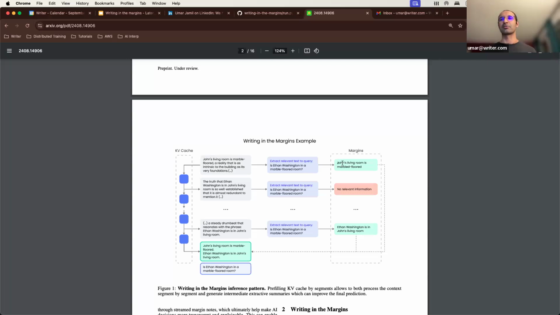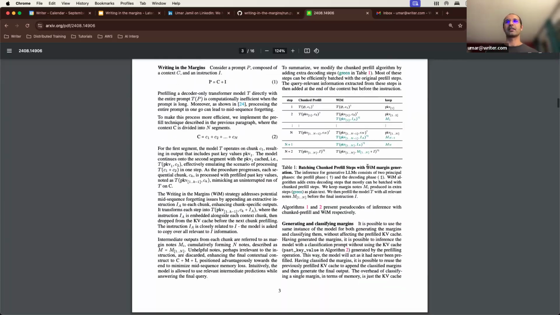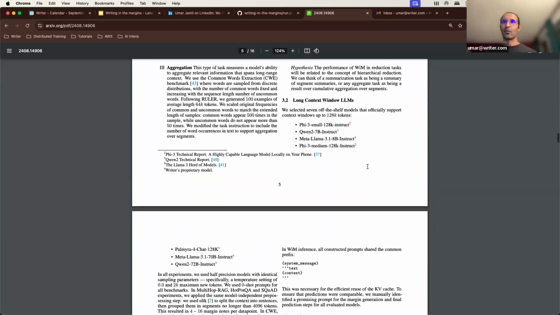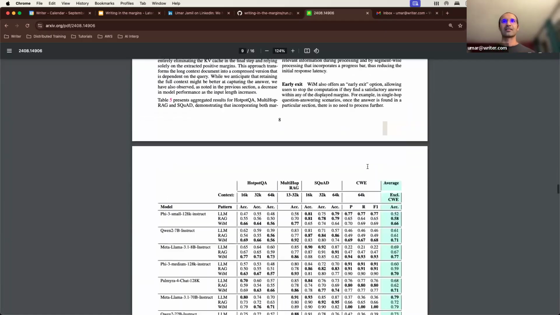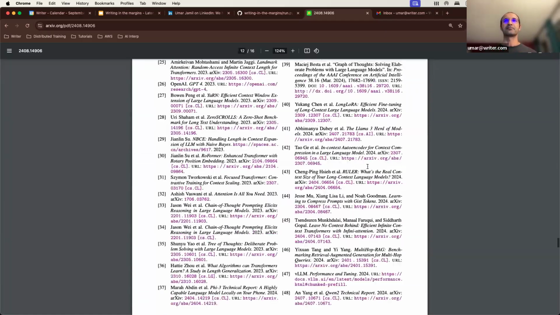You just want to ask the language model, okay, I ask a language model to extract information about this query here. So is Ethan Washington in a marble floored room? And the language model extracted this stuff here. Is it relevant to the query or not? If you want to do it, you would need to create another request in the batch. But we show here that you can actually do it in the chunked prefilling, so let's go here, chunked prefilling.